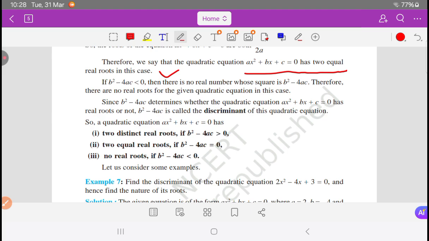The quadratic equation ax square plus bx plus c equals 0 has, if b square minus 4ac is greater than 0, two distinct real roots. If b square minus 4ac is equal to 0, two equal roots. If b square minus 4ac is less than 0, it has no real roots, zero roots.